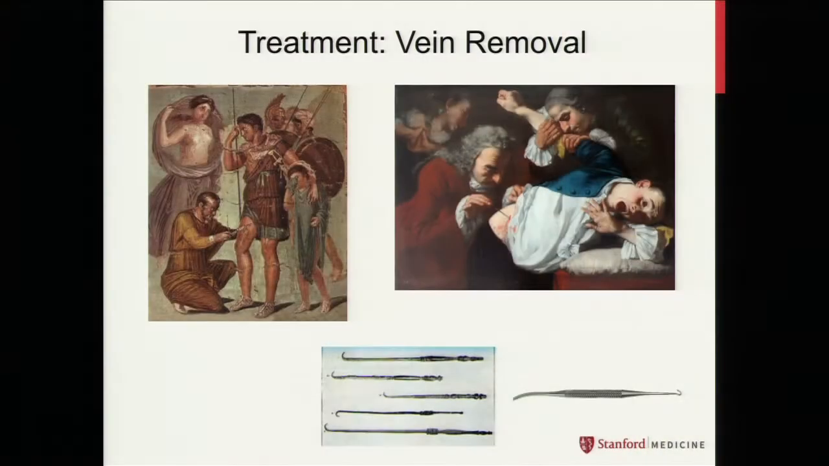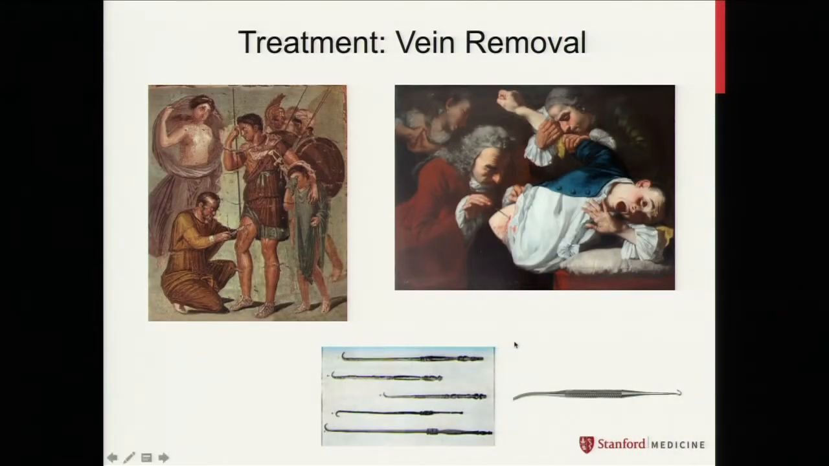So in terms of other treatments besides compression, what did people used to do? Because it was an easy target, you could see the varicose veins from the surface, even in ancient Roman times. People tried therapies where you pull out the vein.